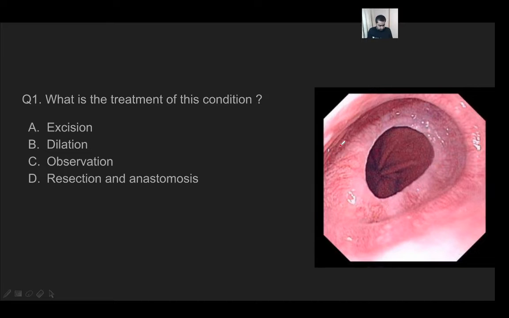What you're seeing in here is a patient who has undergone an upper GI endoscopy. Here you have the upper GI endoscopy image. Now what I'm asking is, what is the treatment of this particular patient? What do you think is the answer, guys? Just write in the comment box and tell me what the answer to this question is.